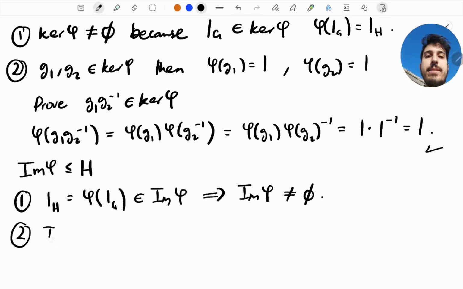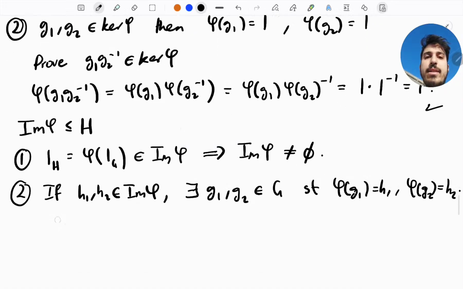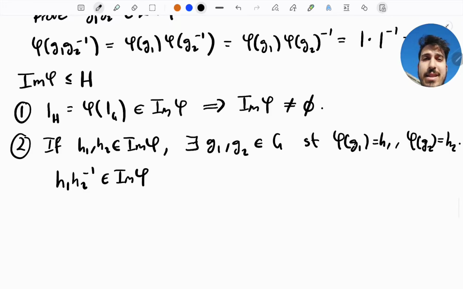Second of all, we have that if H1, H2 is in the image of phi, then by definition, there exist some pre-images G1, G2 in G, such that phi of G1 is equal to H1 and phi of G2 is equal to H2. So we want to prove, similarly as before, that H1 H2 inverse is an element in the image of phi. So to do that, we need to prove that it is the image of some element in G. And what is this element in G? Well, we will find out now.